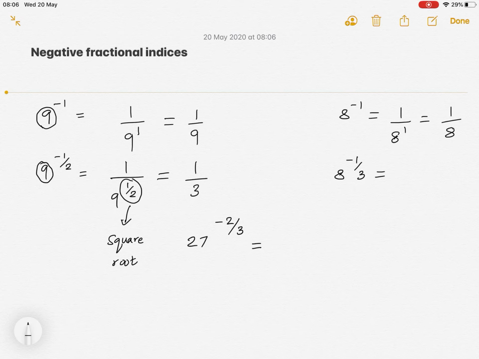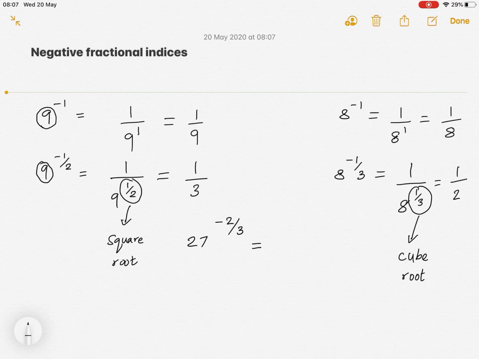Again, you have a negative power of 1/3, so we reciprocal the 8, so you get 1 over 8, and the negative power becomes a positive power. Now, power of 1/3 means cube root. So cube root of 8 will be 2. So the answer is 1 over 2.